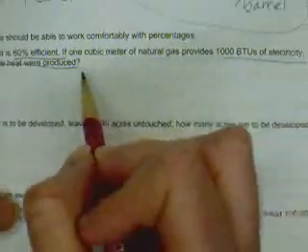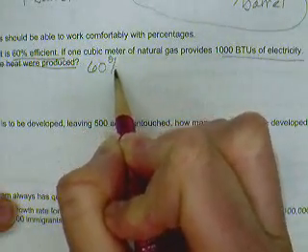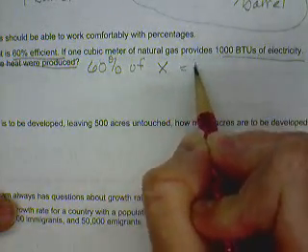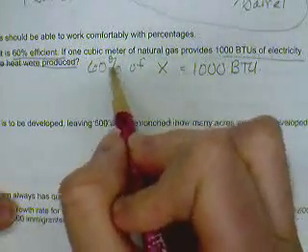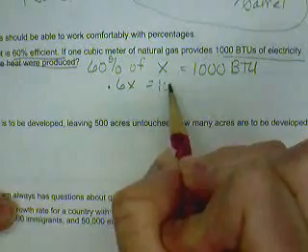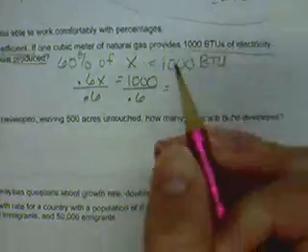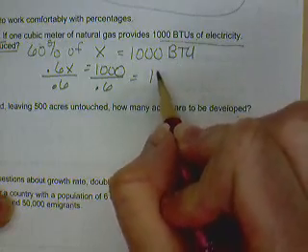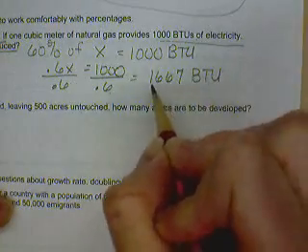So let me start over here. What we need to do is just write this out. 60% of some number, so I'm just going to call that number X, is equal to 1,000 BTUs. And so let's not use the percentage here, so it's 0.6x is equal to 1,000. And this is just basic algebra here. And my result is 1,667. So 1,000 divided by 0.6 gives me this number.